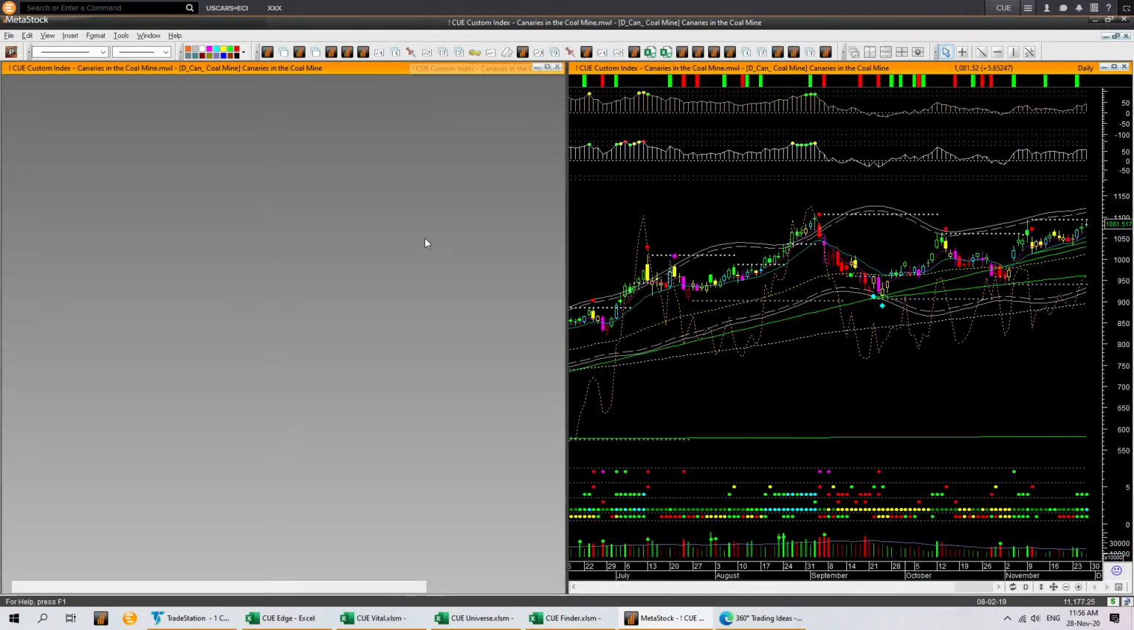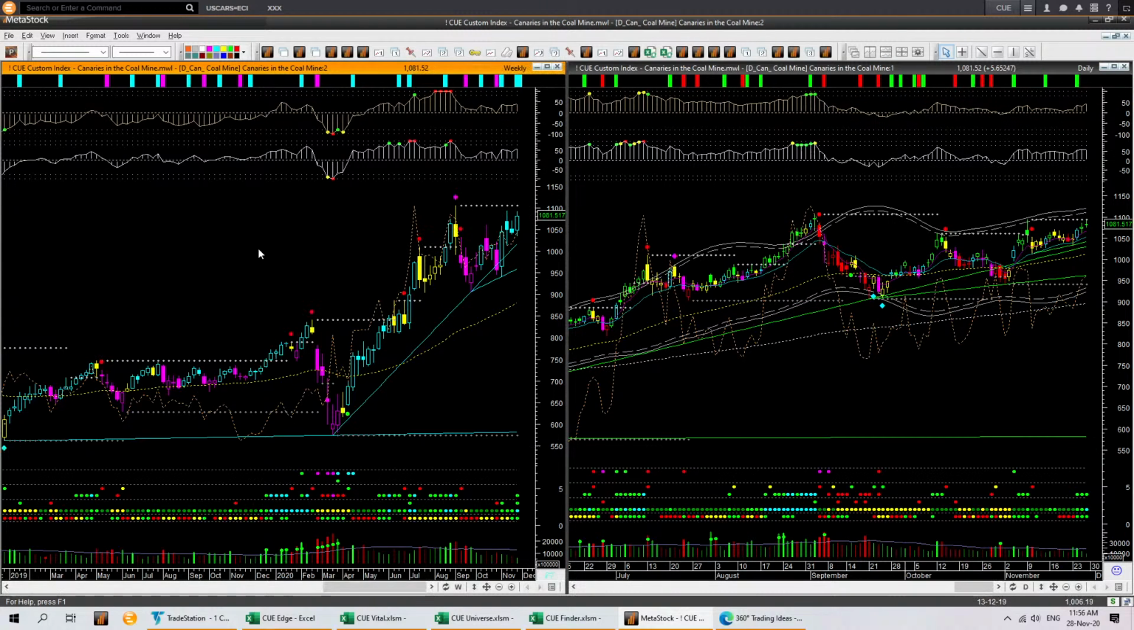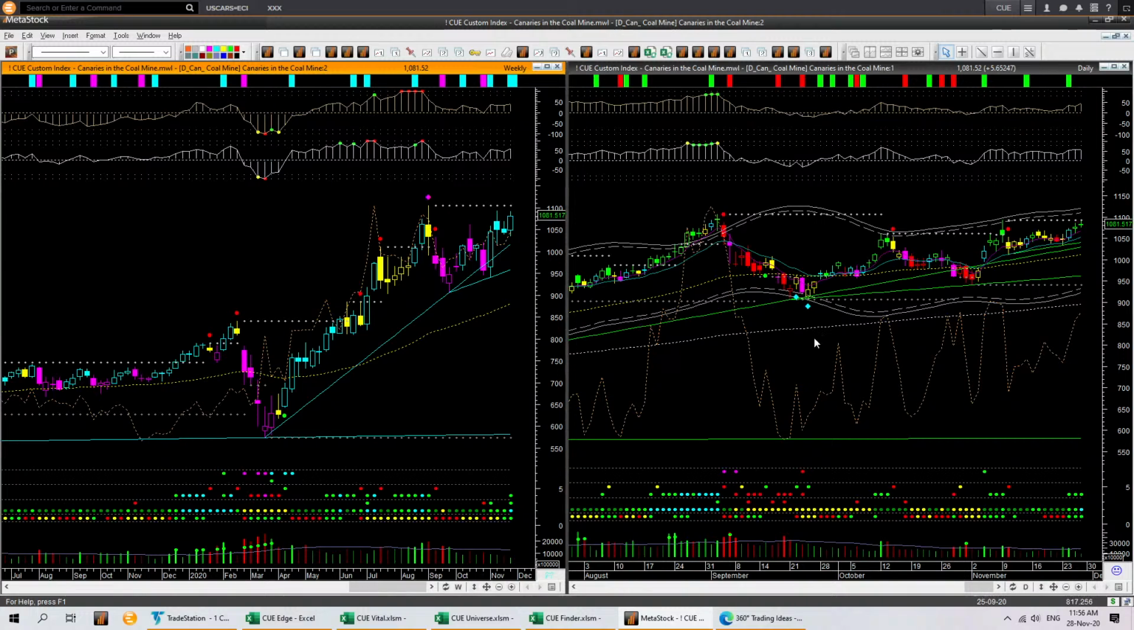Let us look at market internals now using the two composite indices. One is canaries in the coal mine. This is a custom index created using the stocks that Dr. Jeffrey Scott uses in his webinars. I used the same stocks. In the last webinar on Wednesday, I showed that canaries in the coal mine had excellent trendline support. And that trendline support is holding. Weekly also has excellent trendline support.